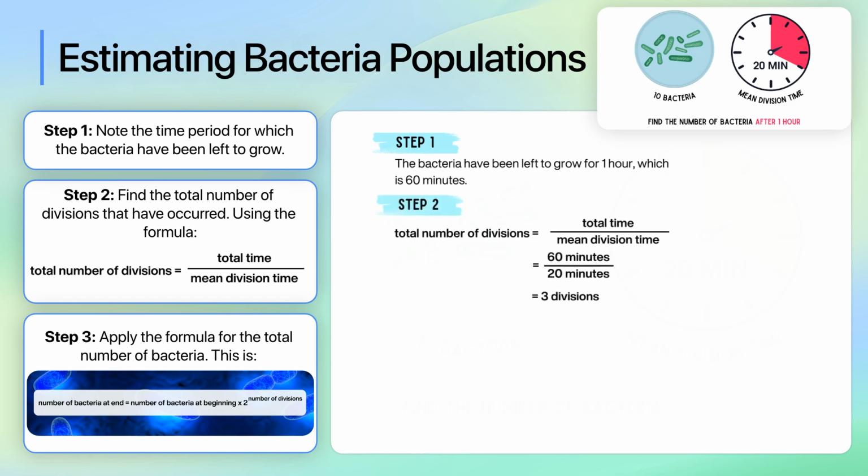Secondly, we need to calculate the number of divisions. To do this, we divide the total time of 60 minutes by the mean division time of 20 minutes to give us a total of 3 divisions.